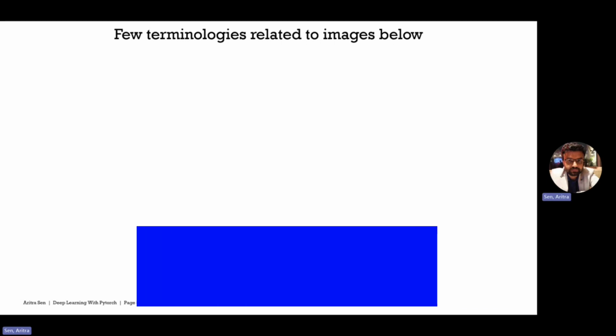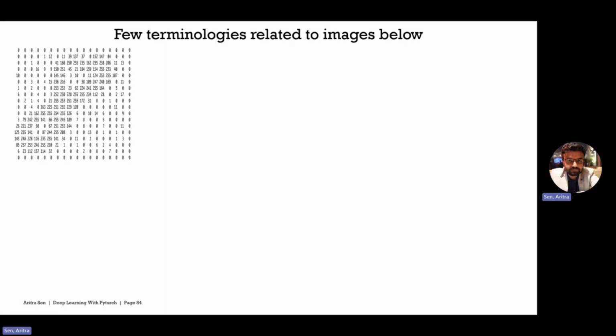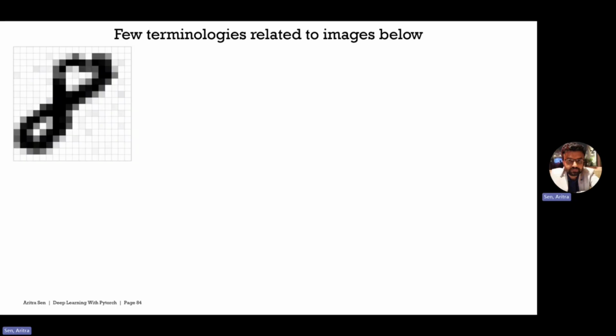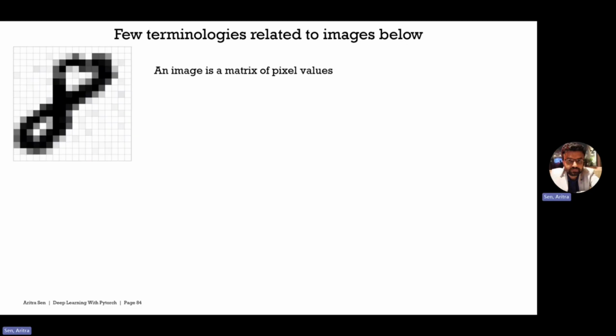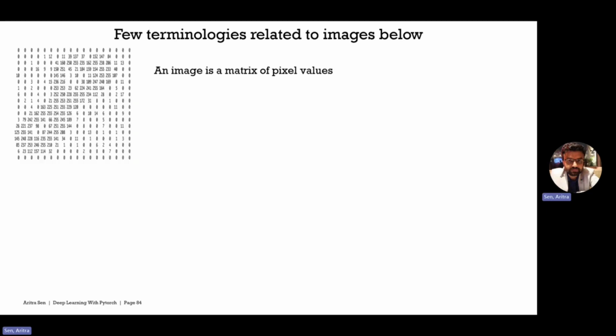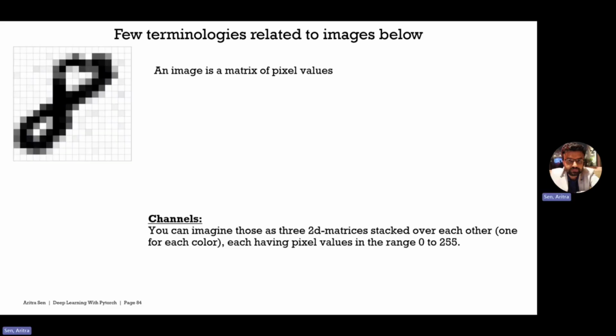So with that, let's try to understand a few of the terminologies related to images, because in computer vision or CNN, we are generally working with images, right? If I take an example of this image, you can see this image is nothing but a matrix of pixel values, right? An image is a matrix of pixel values, nothing apart from this. It has a matrix where pixel values range from 0 to 255, and based on the values of the pixel, the density of the pixel will be decided, right?